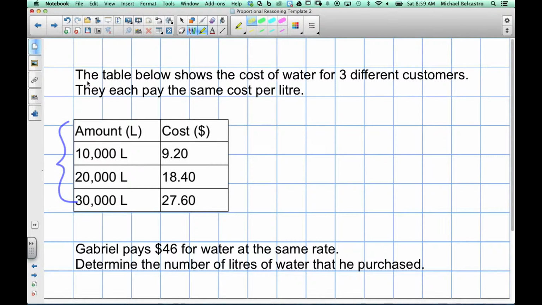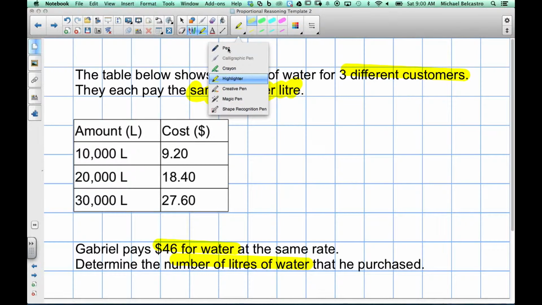So let's read this again. The table below shows the cost of water for 3 different customers. Okay, they each pay the same cost per liter. That's important. Gabriel pays $46 for the water at the same rate that these customers did, and determine the number of liters of water that he purchased.